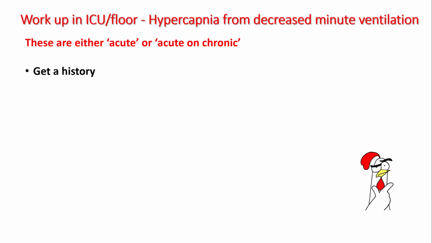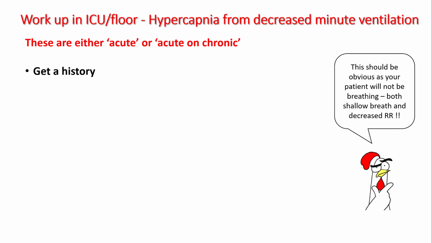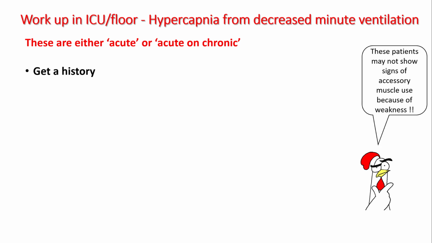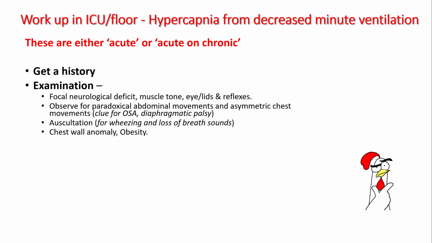Whenever you are called to evaluate a patient with hypercapnia in the ICU or on the floor, these patients have either acute or acute on chronic hypercapnia. Obtain a quick history. These patients will be breathing slow and shallow, and they may not show any signs of distress because of muscle weakness. On exam, pay attention to neurological deficit, muscle tone, examine their eyes and lids, and check for reflexes. Observe for any paradoxical abdominal movements, asymmetric chest movement, and any chest wall anomaly. Auscultate them for wheezing and loss of breath sounds.